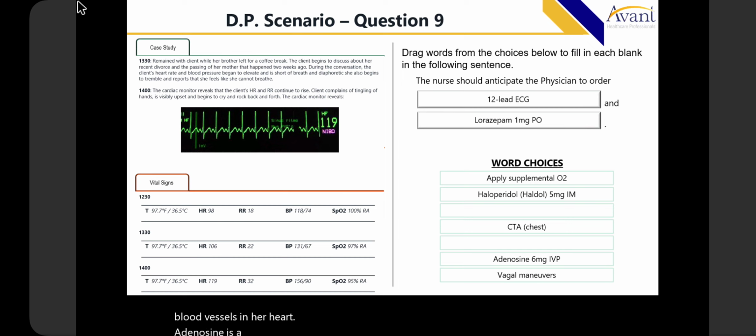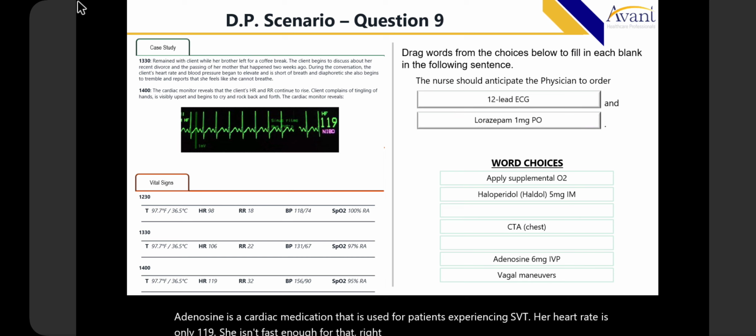Adenosine is a cardiac medication that is used for patients experiencing SVT. Her heart rate is only 119. She isn't fast enough for that, right? That's again an over-the-top medication, too much of an intervention.